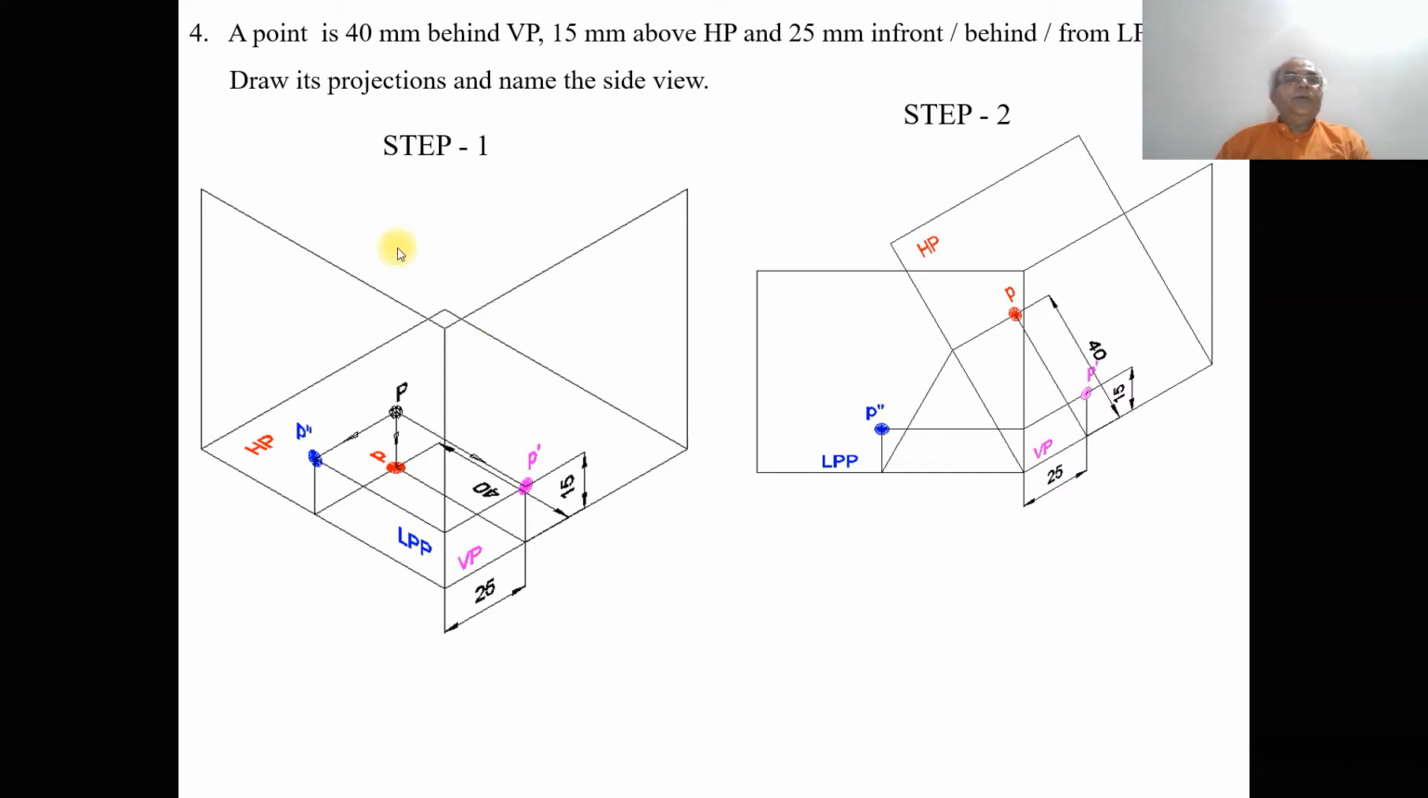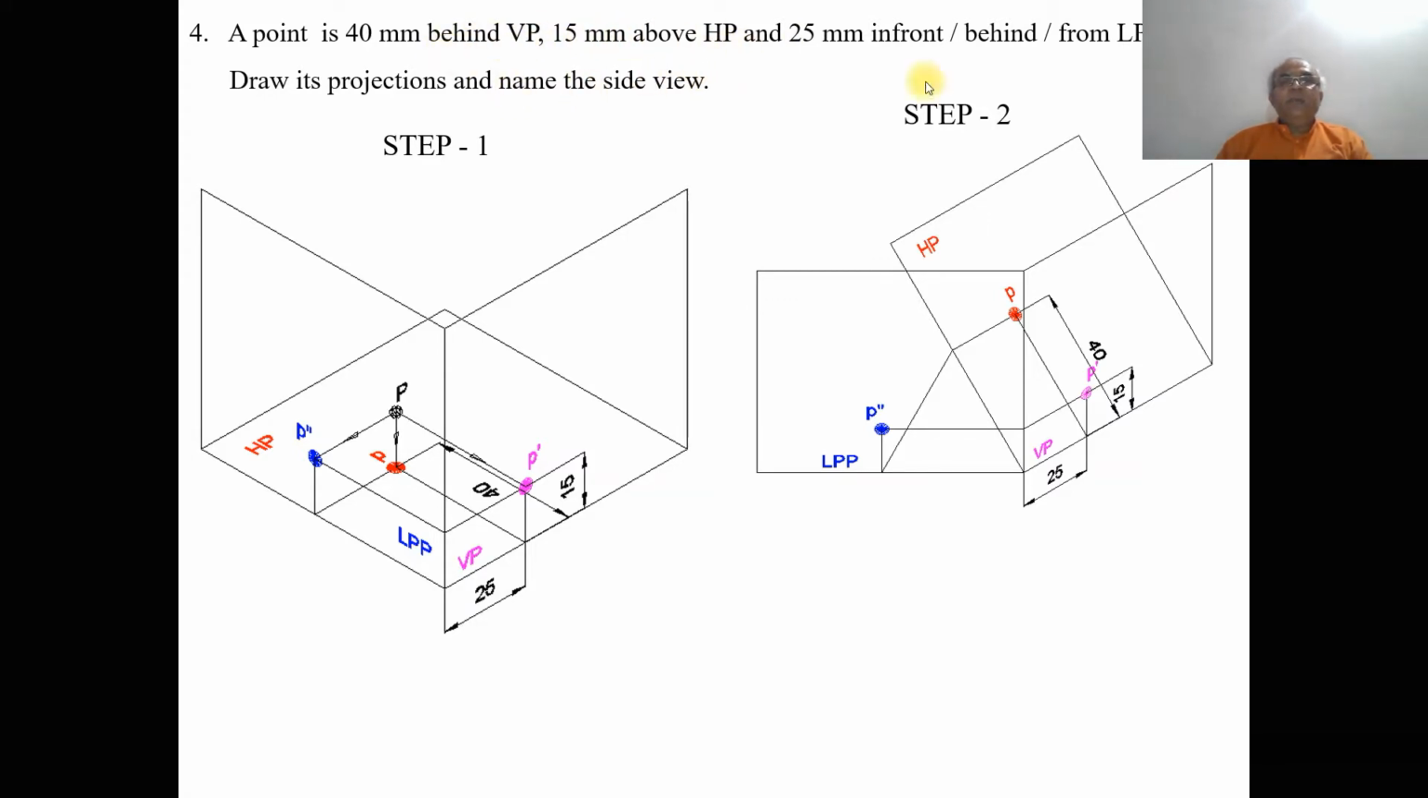Now, in this video, we are going to discuss one more problem on projections of points in the second quadrant. A point is 40 mm behind VP, 15 mm above HP, and 25 mm behind LPP. Draw its projections and name the side view. So here, to identify how it is in the second quadrant, the point condition is behind VP and above HP.